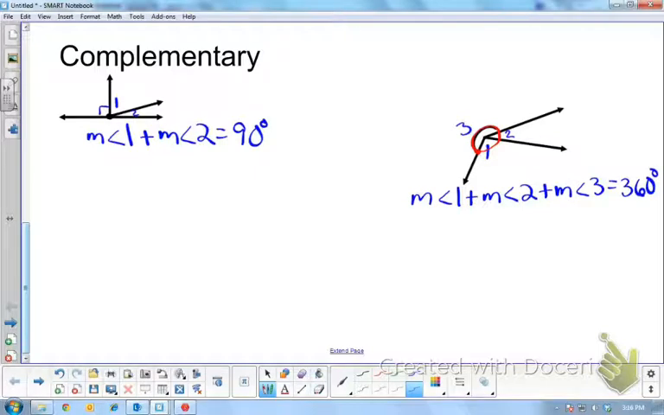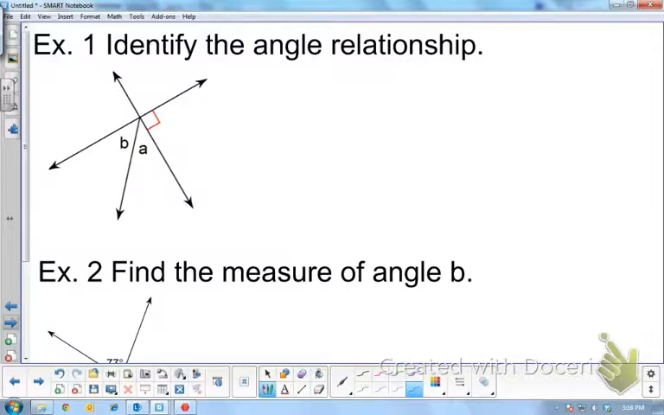So those are going to be the angle relationships that we are focusing on. So let's do some examples to show what kinds of things we're going to be doing with those angle relationships. So example 1, identify the angle relationship. This one's just asking you to put a name to it.